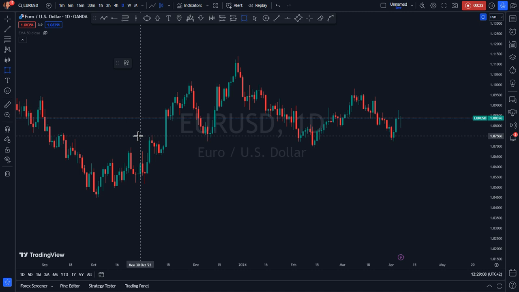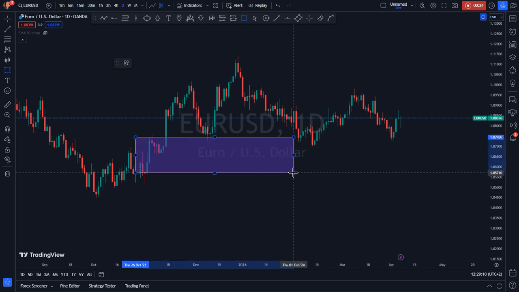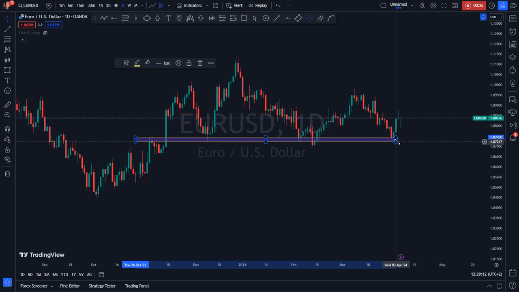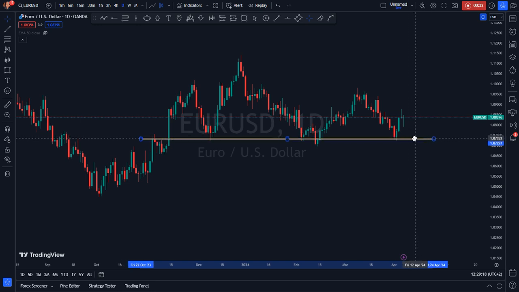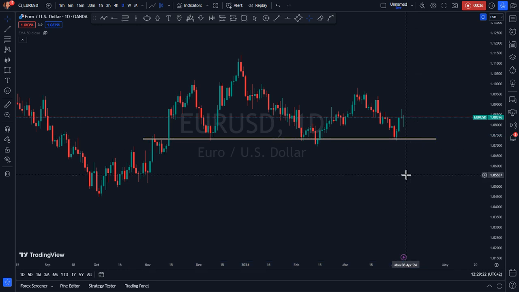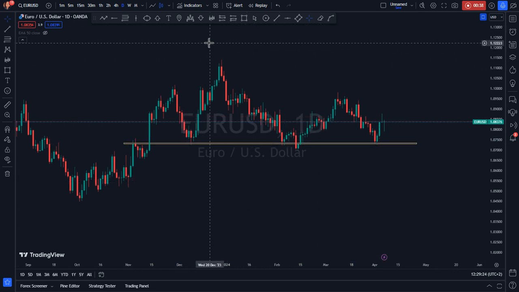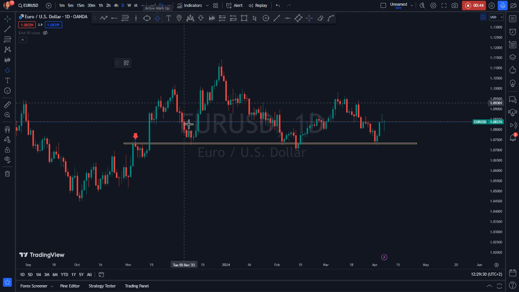This zone right here really got me interested in EUR/USD. So I was like, okay, let me see if I can take advantage of this chart when it's looking like this, because by just looking at it you can see the market once rejected here. We had another rejection right here, and then again another rejection from this point right here.